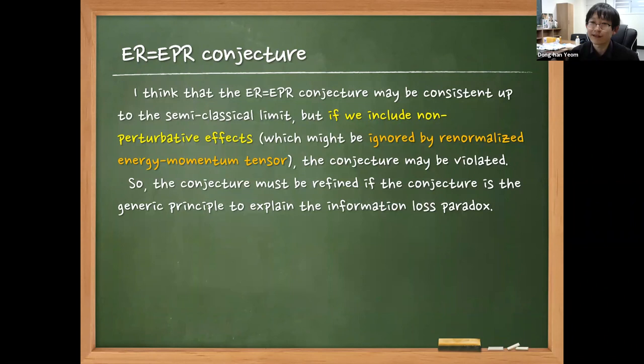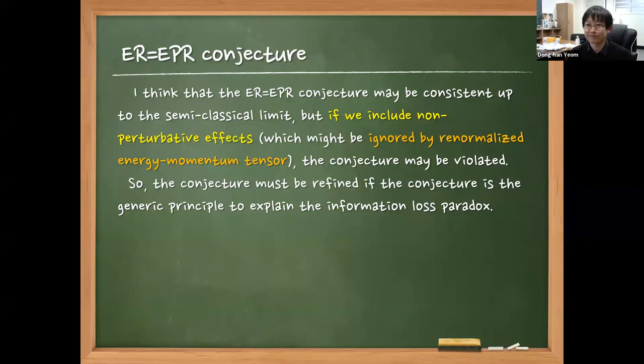So I think the ER=EPR conjecture may be consistent up to the semi-classical limit, but if we include the non-perturbative effects, which might be ignored by the energy-momentum tensor, then the conjecture may be violated. So the conjecture must be refined if the conjecture is the generic principle to explain the information loss paradox. And this is just my opinion, and this is my prejudice.